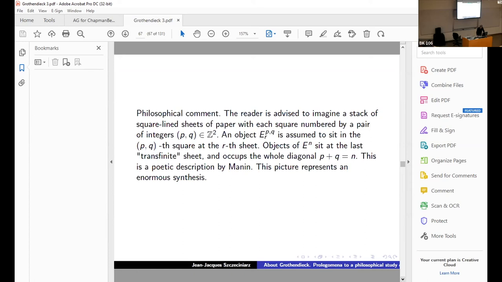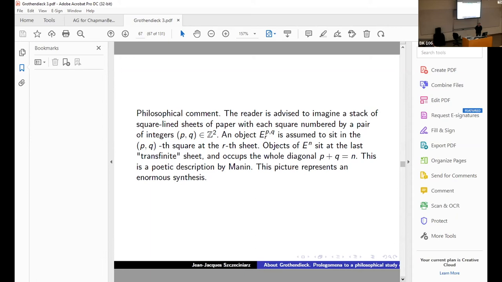So, I will quote Manin describing the spectral sequence. The reader is advised to imagine a stack of square-lined sheets of paper with each square numbered by a pair of integers p, q in Z².